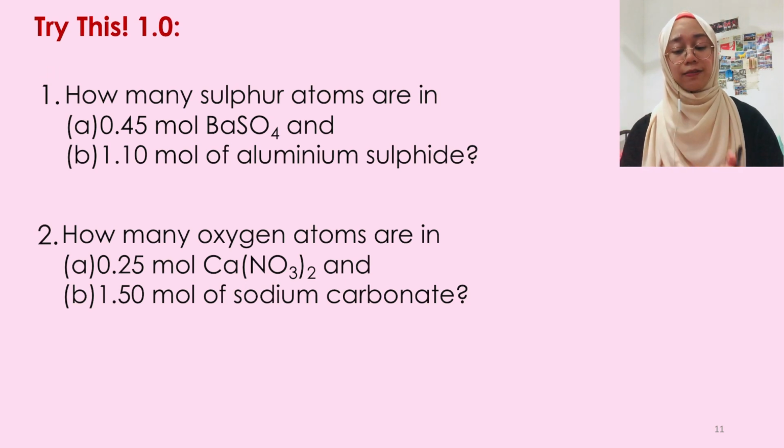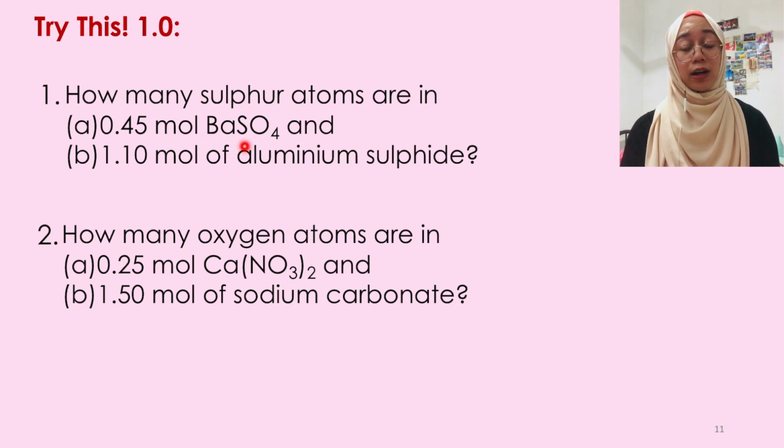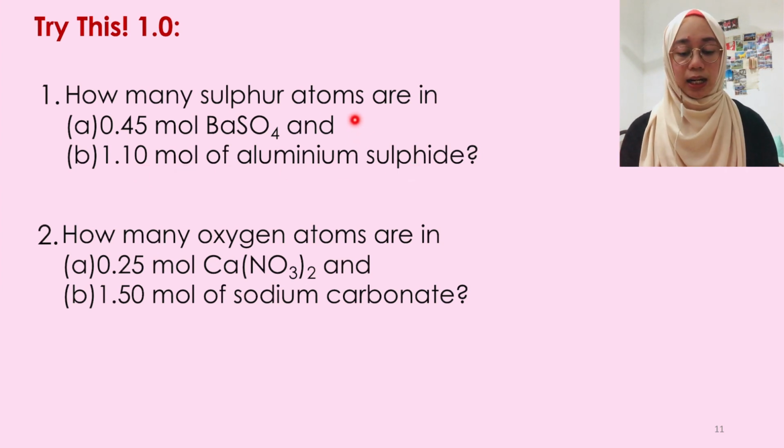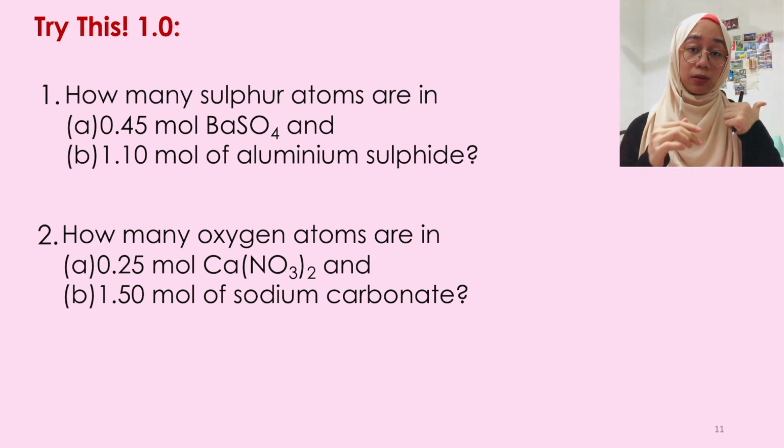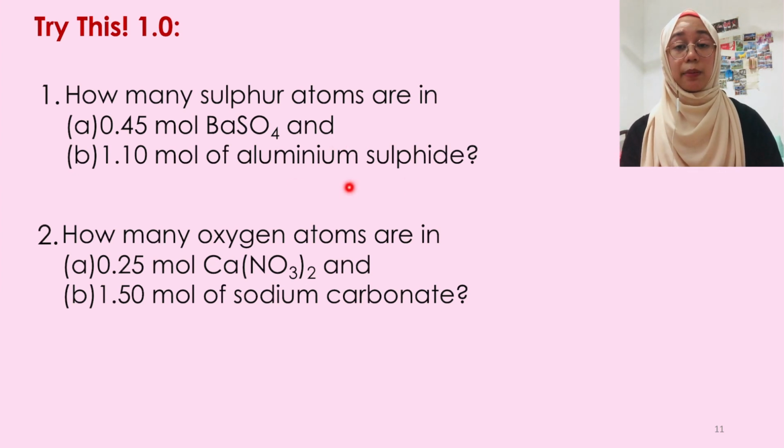How many sulfur atoms? The first one is how many sulfur atoms are in 0.45 mol of barium sulfate, and also 1.1 mol of aluminum sulfide. I think the first one is very easy, because you are given the chemical formula of barium sulfate already. However, the second compound is given by name only, aluminum sulfide, so you need to look first for its chemical formula. Use your knowledge from the previous topic to find the formula of aluminum sulfide.